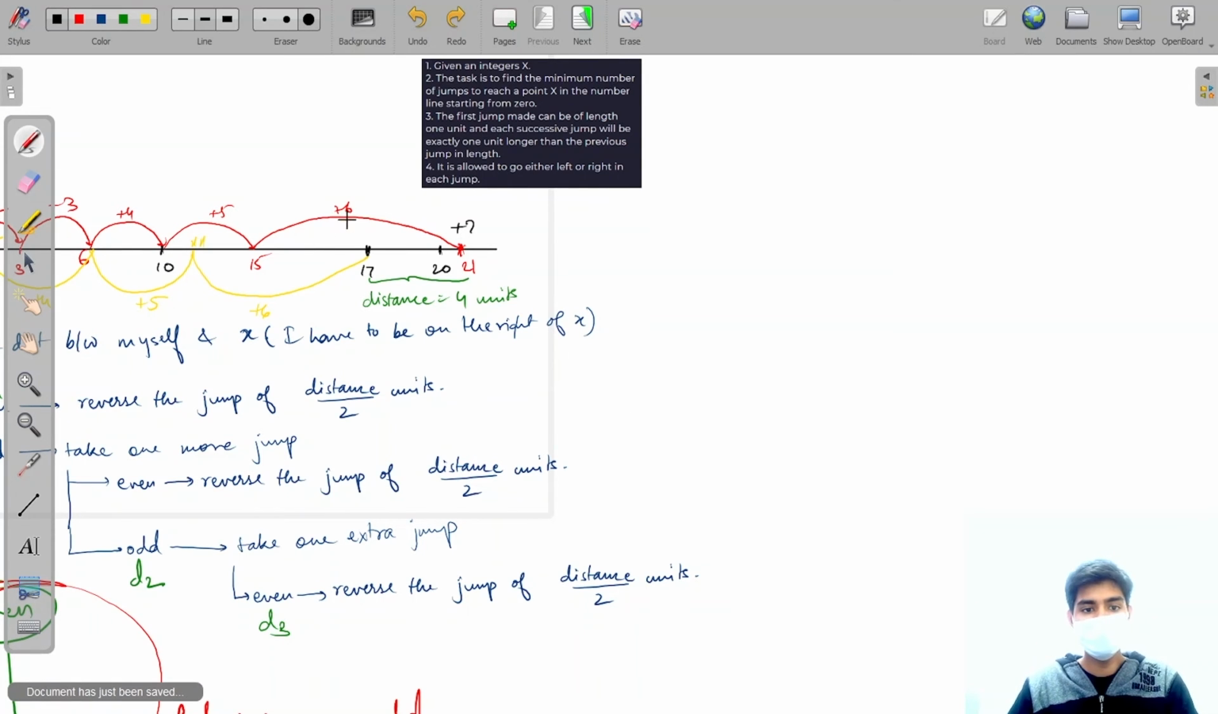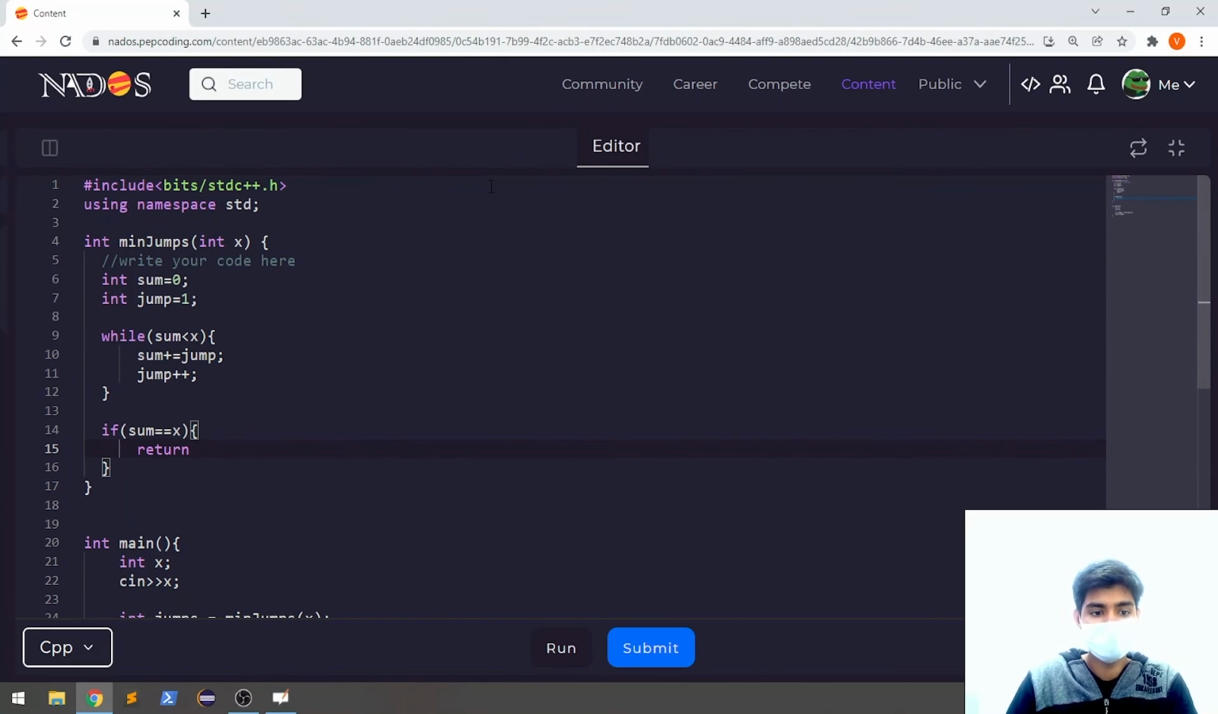You can see that if 21 was my answer, then my jump is 7, so I have to return 6 as my answer. So I'll return 7 minus 1. The current jump is storing the jump it has to take, not the jump that it has taken so far. It is storing the next jump which it is going to take. So for that case, I'm just going to return jump minus 1.